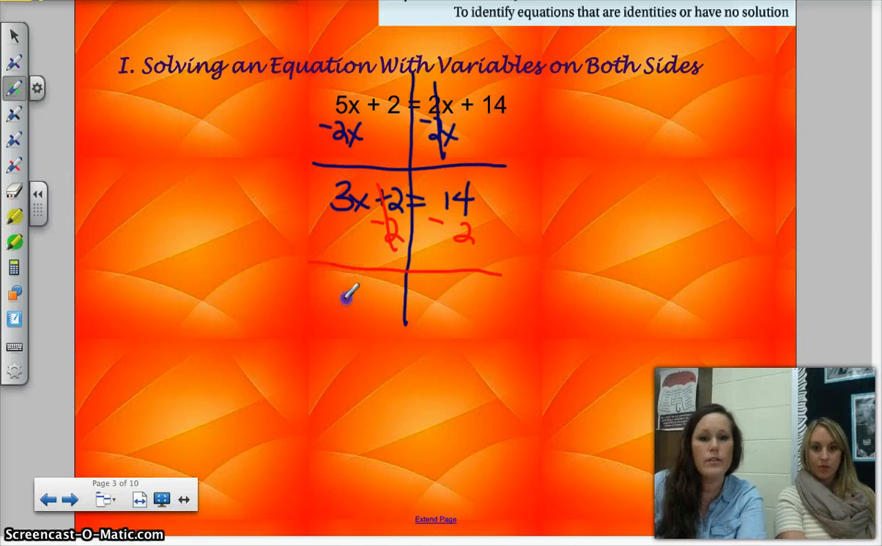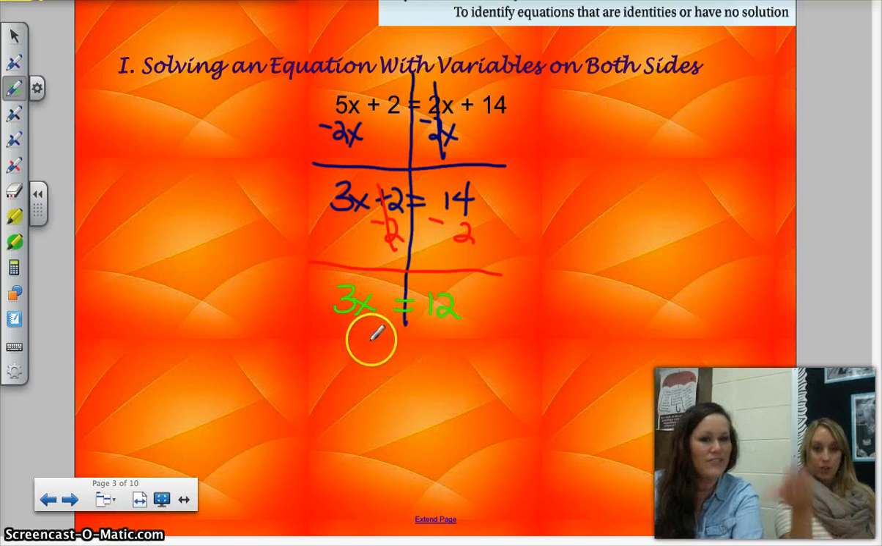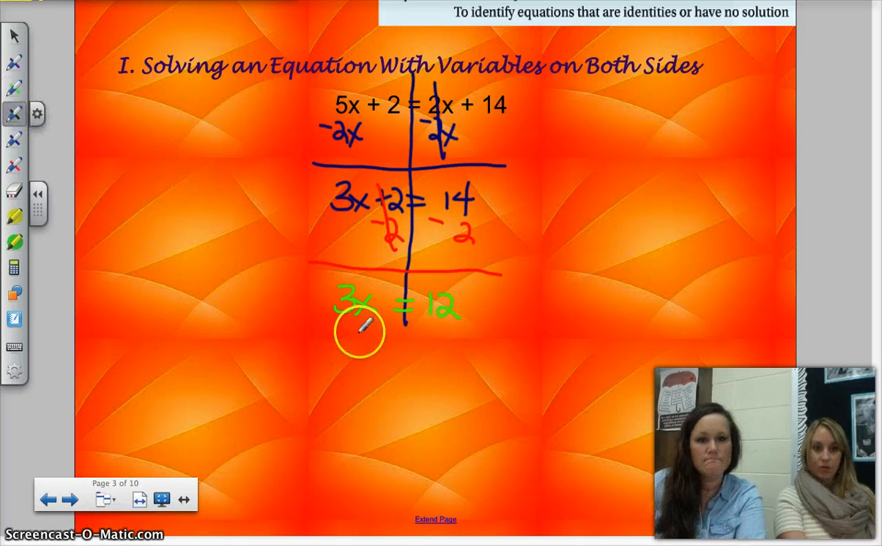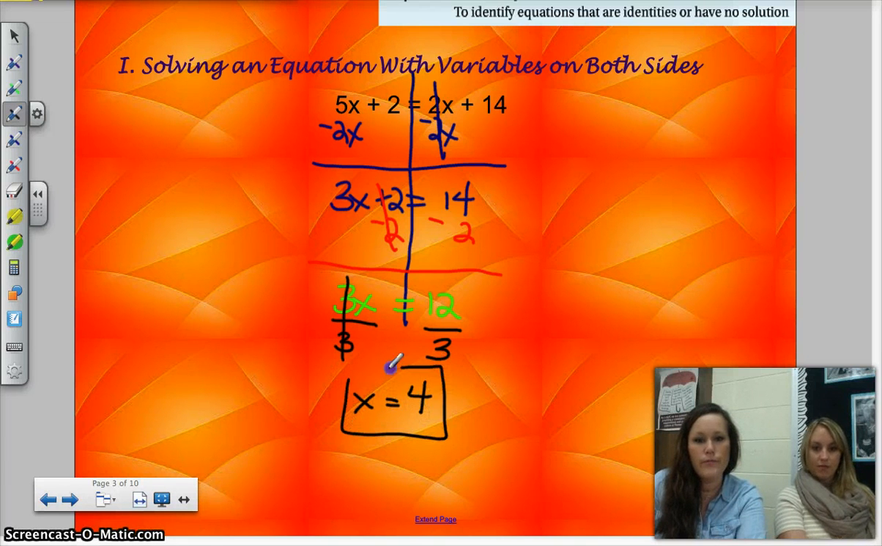So now I've got 3x here. 14 minus 2 is 12. So we need to get x alone, so we divide by 3, because it says 3 times x currently. X equals 4. You got it.